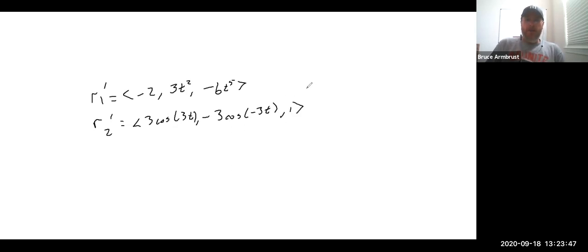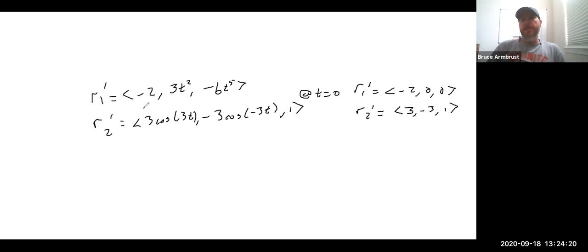So now when I plug in 0, because that's where we are, t equals 0, we have R1 prime is minus 2, 0, 0, and R2 prime is 3, minus 3, 1. So always differentiate first. Always do this part first before plugging in your t's. Because as soon as you plug in t, you make it a constant, and the derivative goes to 0.